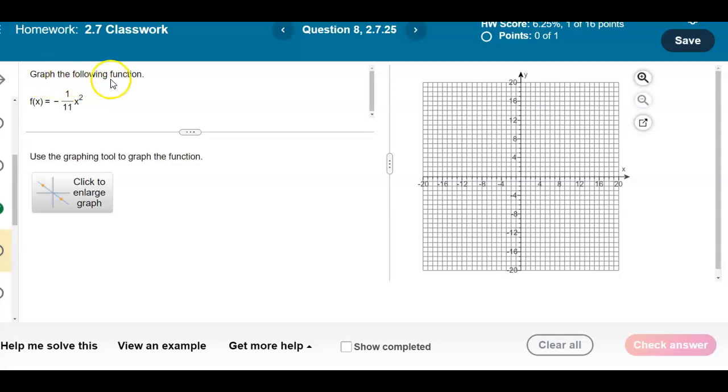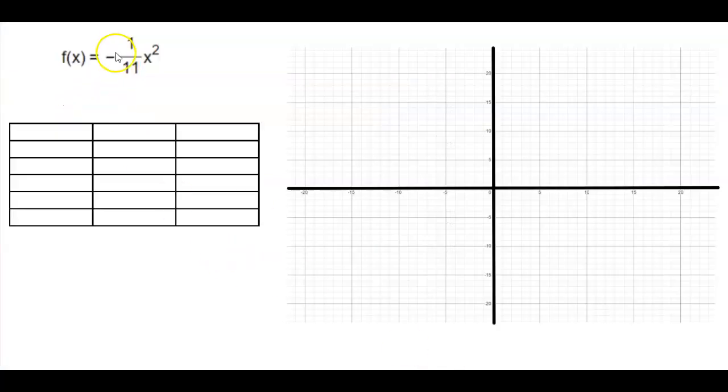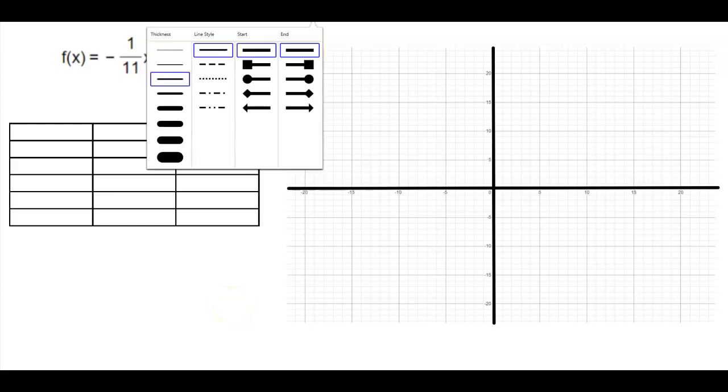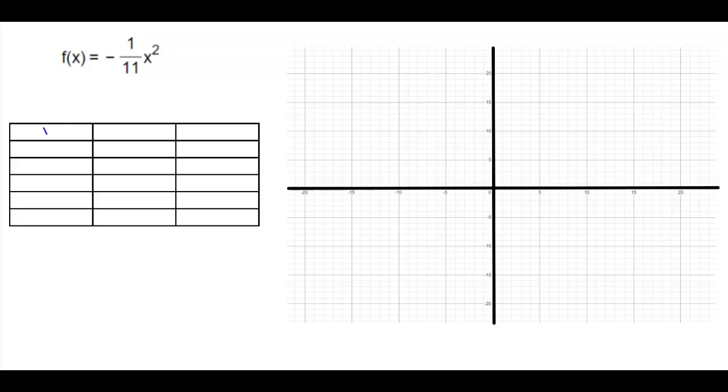Okay, let's go ahead and graph the following function. We have f of x, which is equal to negative 1 over 11 x squared. So let's graph this first by making a table. We're going to pick values for x, and then determine what f of x is, because that is equal to negative 1 over 11 x squared. Then we determine the ordered pair, which is x, f of x. Remember that f of x is the same thing as the y coordinate.